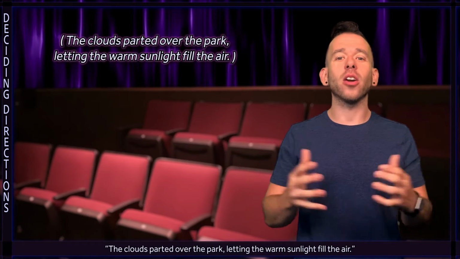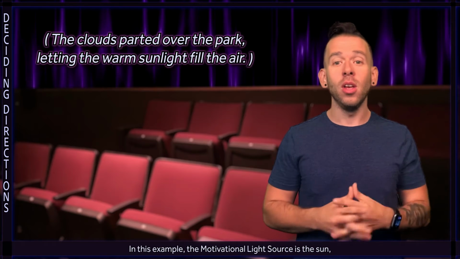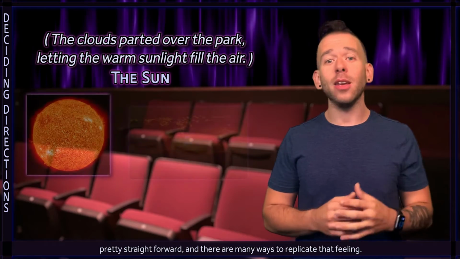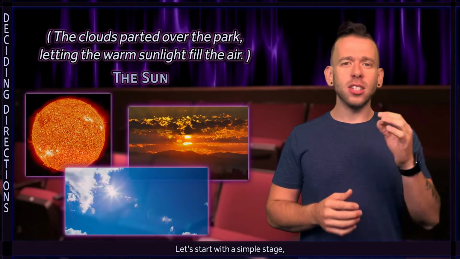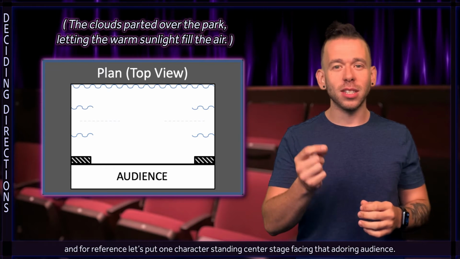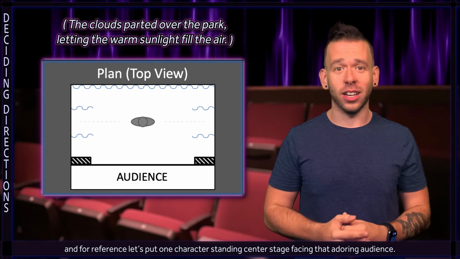The clouds parted over the park, letting the warm sunlight fill the air. In this example, the motivational light source is the sun. Pretty straightforward, and there are many ways to replicate that feeling. Let's start with a simple stage. There's an audience, and for reference, let's put one character standing center stage, facing that adoring audience.